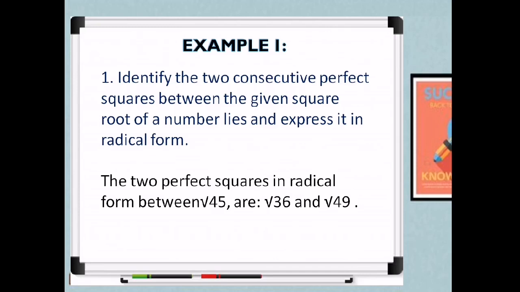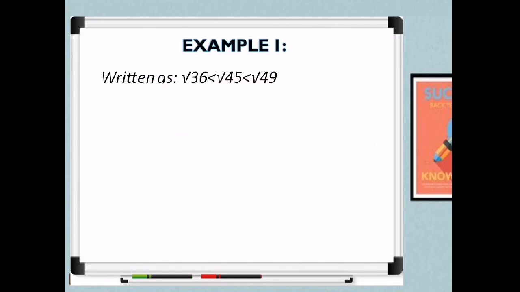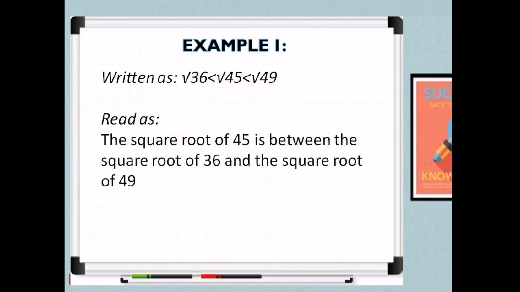So the two perfect squares in radical form between square root of 45 are square root of 36 and square root of 49. So that is written as, this is its mathematical expression: 45 is between 36 and 49. Those two are perfect square numbers. That is read as the square root of 45 is between the square root of 36 and the square root of 49. So it's very important to identify all the perfect square numbers.